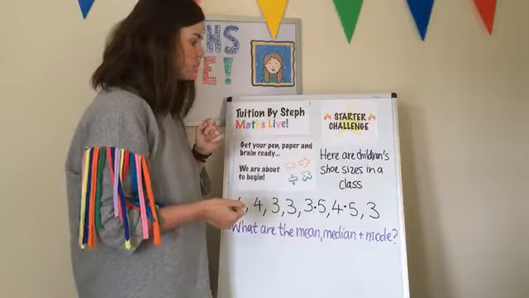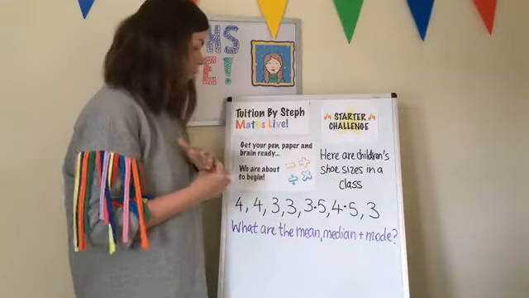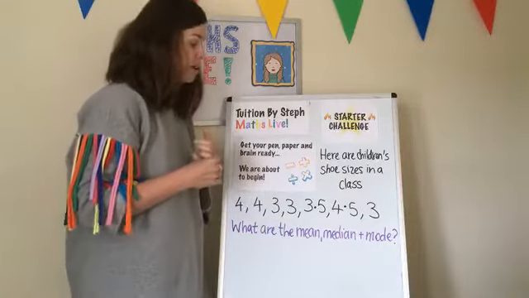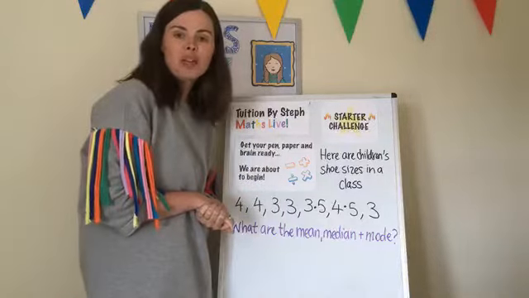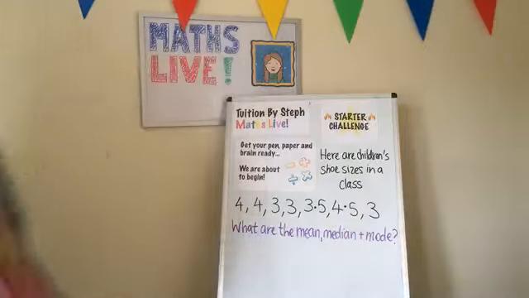Here are children's shoe sizes in a class. We've got 4, 4, 3, 3, 3.5, 4.5 and 3. Can you find the mean, median and mode for that data please? And we're back in a second.